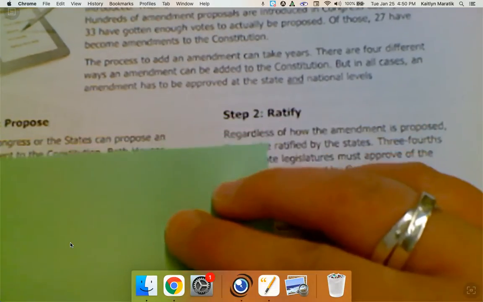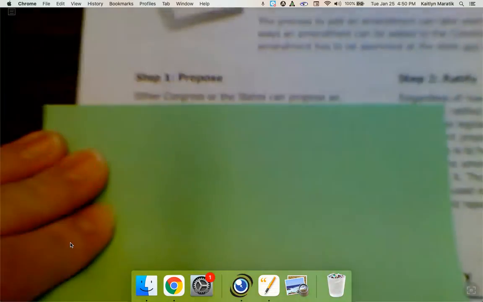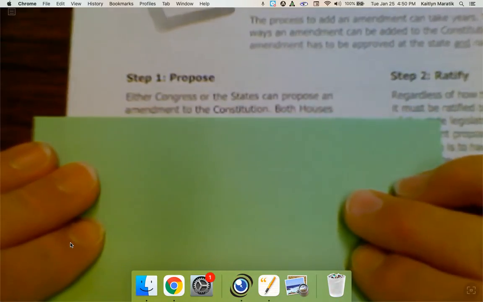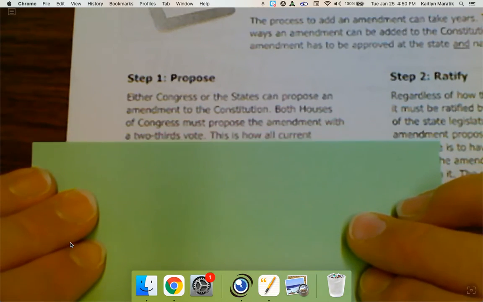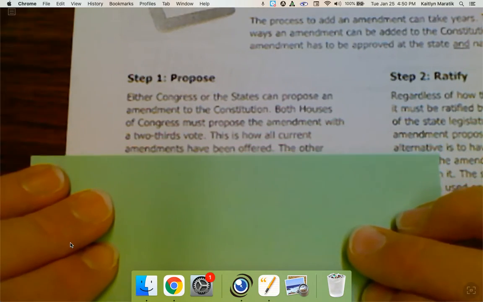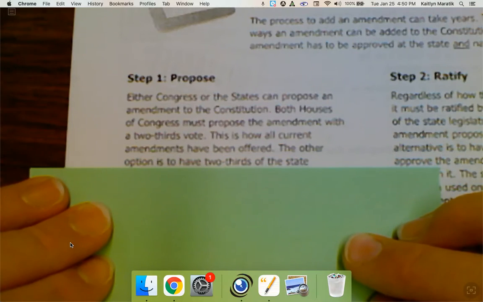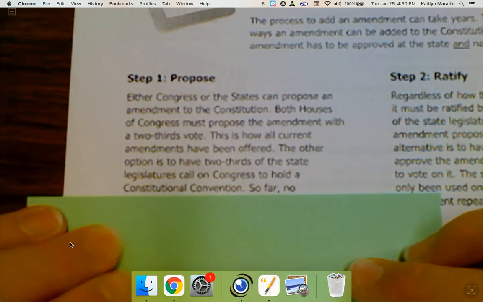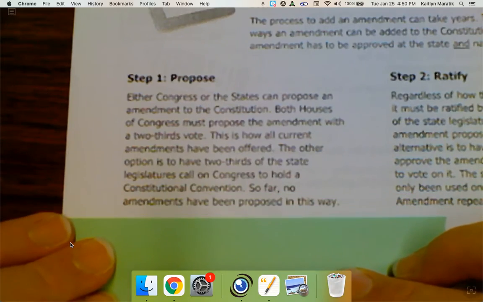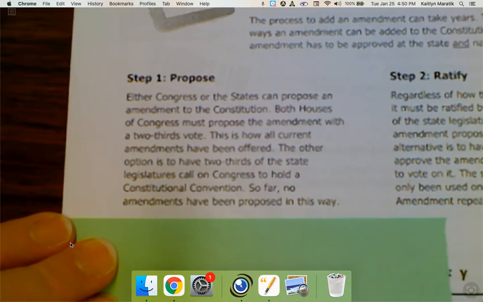So, first, there needs to be a proposal. Either Congress or the states can propose an amendment to the Constitution. Both houses of Congress must propose the amendment with a 2/3 vote. This is how all current amendments have been offered. The other option is to have 2/3 of the state legislators call on Congress to hold a constitutional convention. So far, no amendments have been proposed in this way.